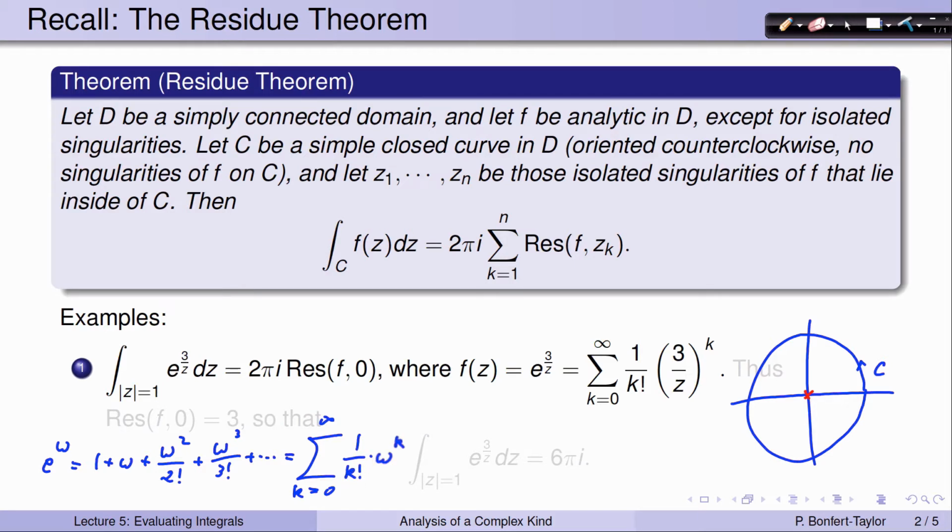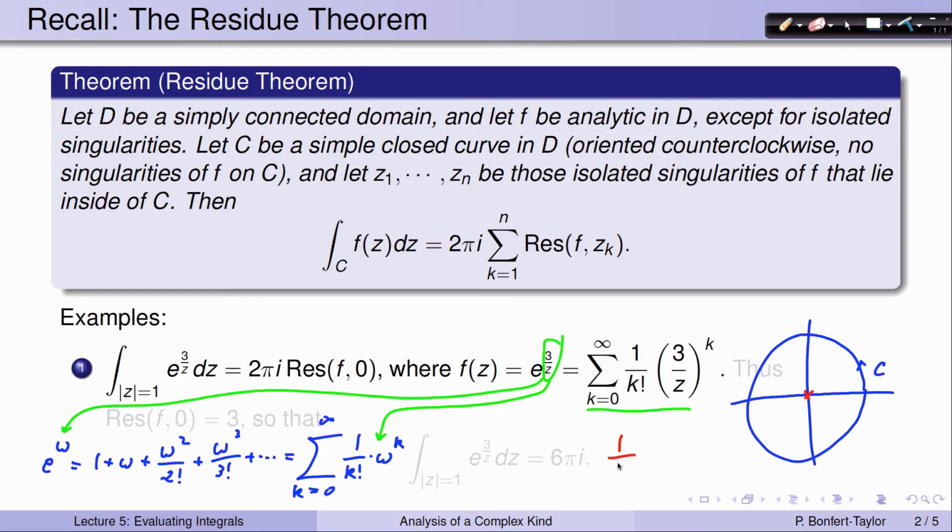Now we want to find a Laurent series expansion for e to the 3 over z so that we can find the residue of e to the 3 over z at the origin. Because 0 is an essential singularity for the function f, we can't use any of the tricks we learned last class. Rather, we actually have to find the Laurent series expansion. But that's now easy, because we simply plug in 3 over z for w. We find that e to the 3 over z is the sum of 1 over k factorial times 3 over z to the k.